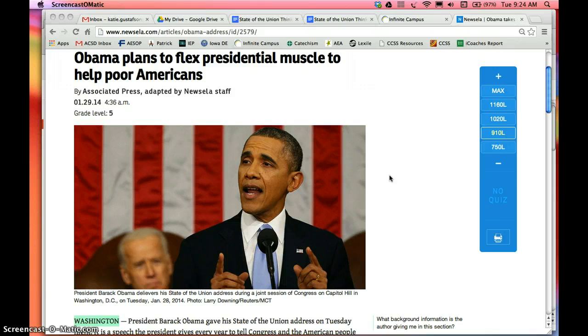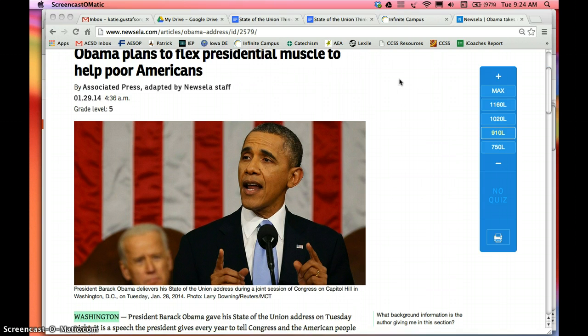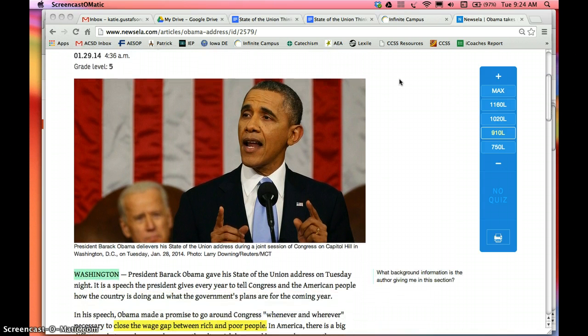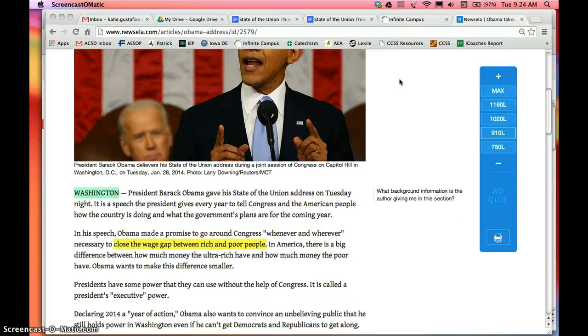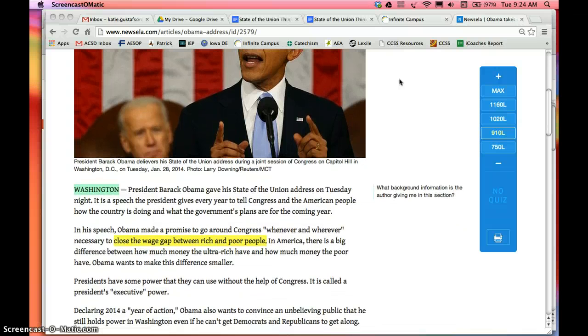The title of the passage is Obama Plans to Flex Presidential Muscle to Help Americans. This is the same article with the questions written, so I'm going to make sure that I highlight in a different color today so that you know when I am constructing meaning from the text. Today I'm going to ask myself the question I generated before I begin reading. Then I'm going to read the section to try and answer my question. Hopefully my questions will help me construct meaning from the text.